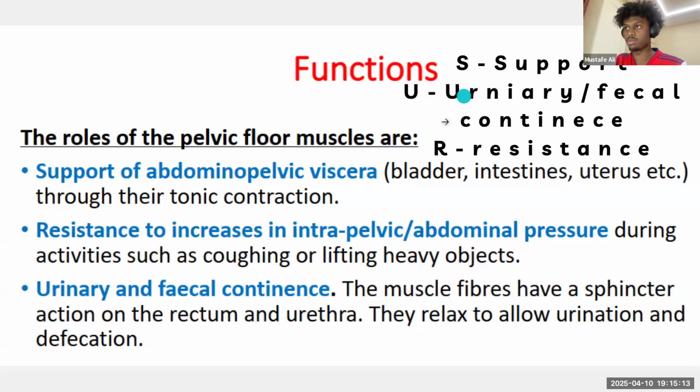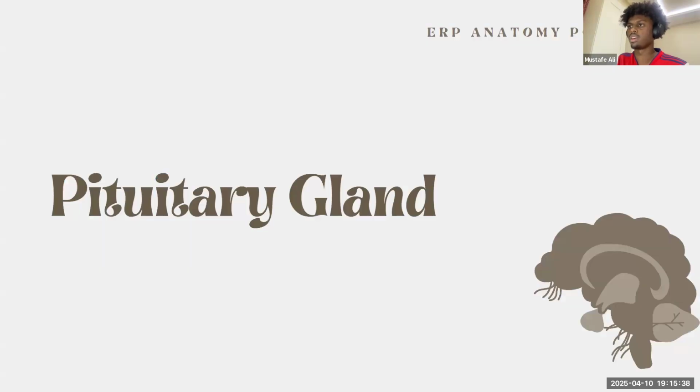You could use this acronym to memorize the functions of the pelvic floor muscles. S stands for support, so it supports the abdominopelvic viscera. U stands for urinary continence or fecal continence, not incontinence. And R stands for resistance. So whenever you're coughing or lifting heavy objects, the pelvic floor is responsible for resisting any of these pressures. Just an easy question. And let's move on.